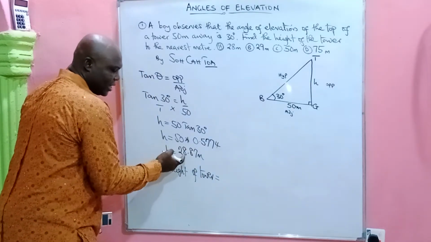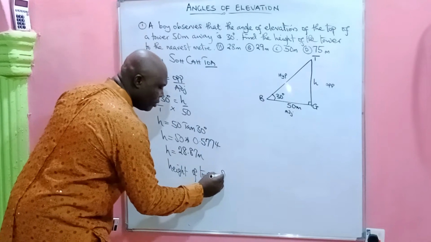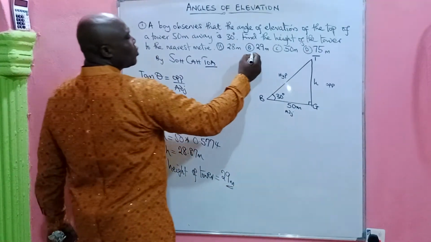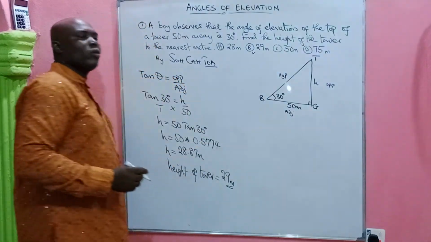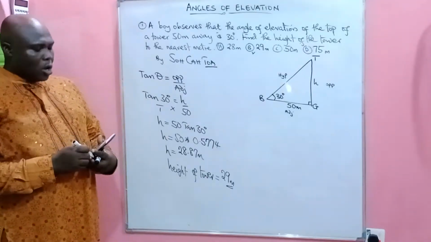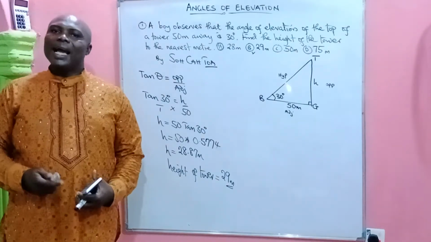The 8 here will affect the 7 to become 29. So that will be 29 meters to the nearest meter. And of course, that is the B part. All right, so that's a JAMB problem that was given some time ago. So we have that as 29 meters.